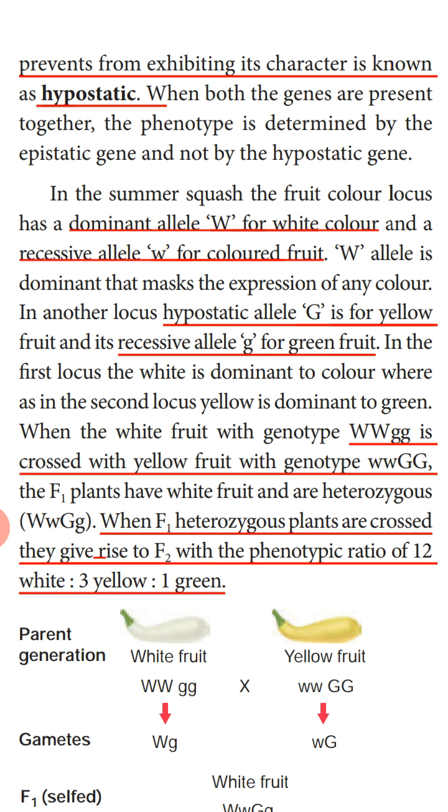The F1 plant obtained here is a white fruit. When we cross a white fruit and a yellow fruit plant, in the F1 generation we get a white fruit, but it is heterozygous. So the genotype of this plant is found to be capital W, small w, capital G, small g. Okay. So when these F1 heterozygous plants are crossed, in the F2 generation, the phenotypic ratio is found to be 12:3:1.